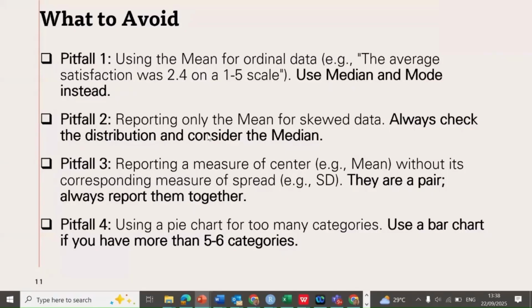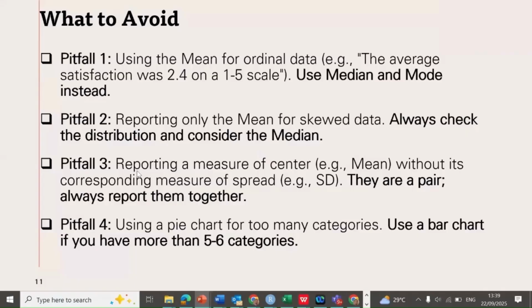A second pitfall will be reporting only the mean for skewed data. When we have skewed data, it means we have some outliers in that data. And if you report the mean, the skewed data drags the mean away from the median. So it is good to report the median when you have skewed data rather than the mean, as it might give you values that may not appear very reasonable.